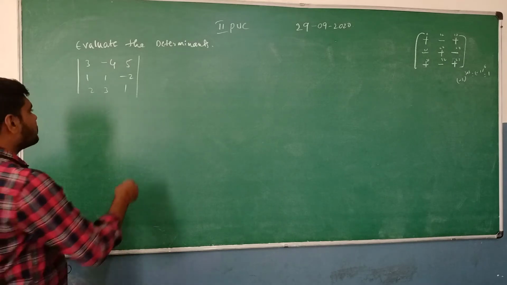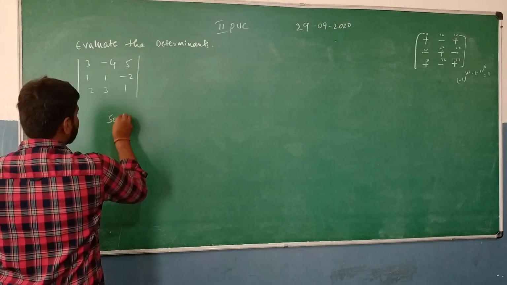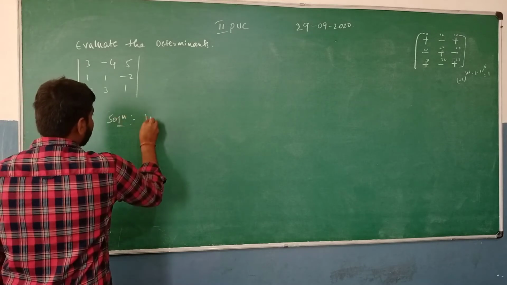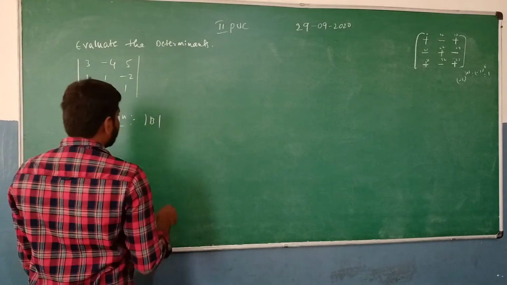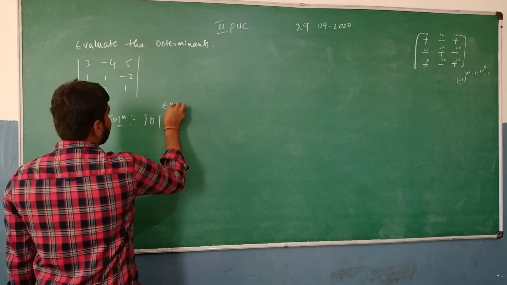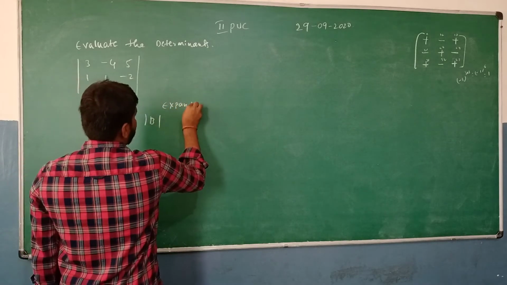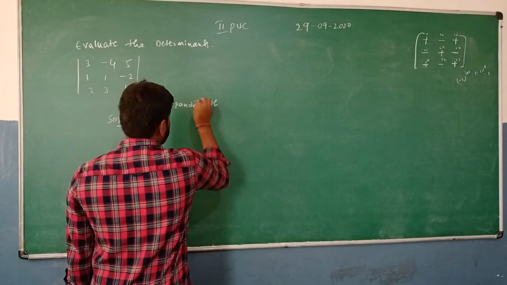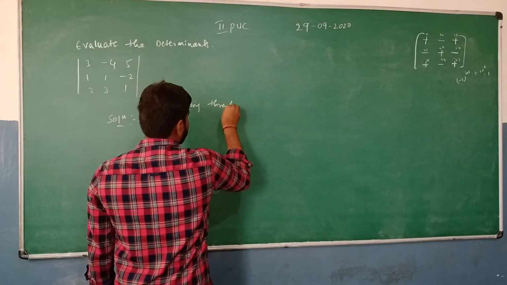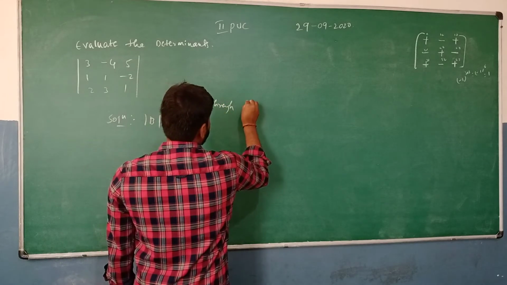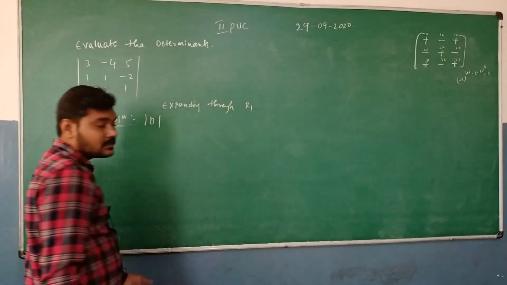Okay. So here's the solution. I'm giving the determinant B. So determinant B, expanding through what? Expanding through row 1. I'm going to expand through row 1.